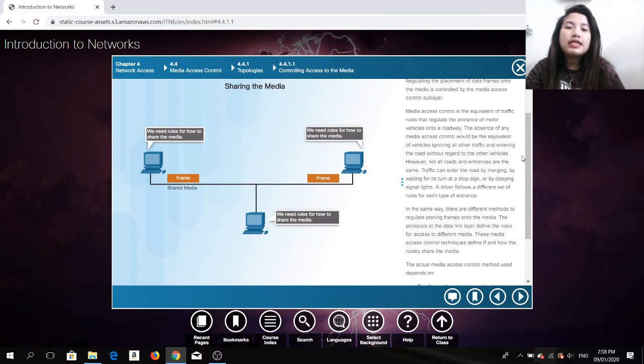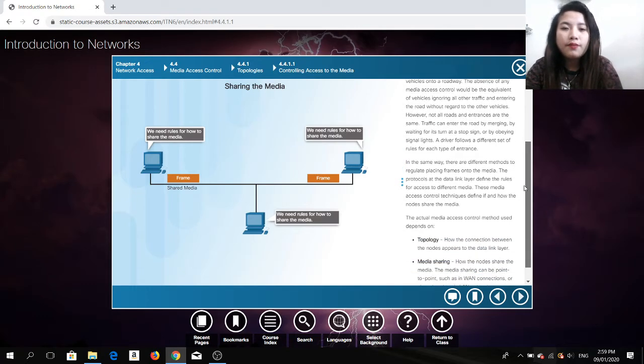Media access control is the equivalent of traffic rules that regulate the entrance of motor vehicles onto a roadway. The absence of any media access control would be the equivalent of vehicles ignoring all other traffic and entering the road without regard to the other vehicles. However, not all roads and entrances are the same. Traffic can enter the road by merging, by waiting for its turn at a stop sign, or by obeying signal lights. A driver follows a different set of rules for each type of entrance.